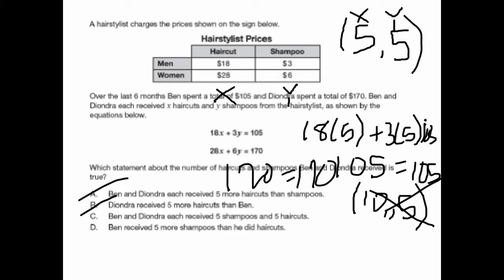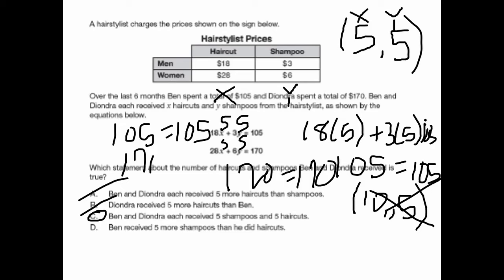C. Ben and Deandra each received 5 shampoos and 5 haircuts. Boom. That's our answer. And again, I know this because if I plugged in 5 for x and y here, here, here, and here, I would come out with $105 equals $105, and $170 equals $170. So C is my correct answer. So again, it's all about finding your solution and then interpreting it based on the information that you're given. All right, let's go ahead and practice.